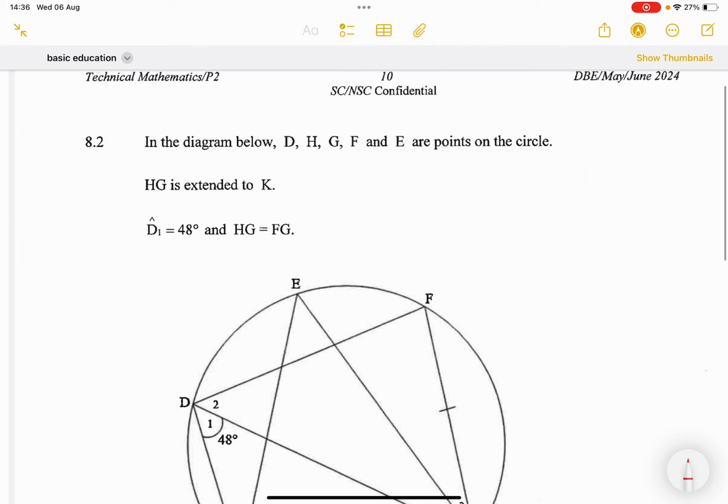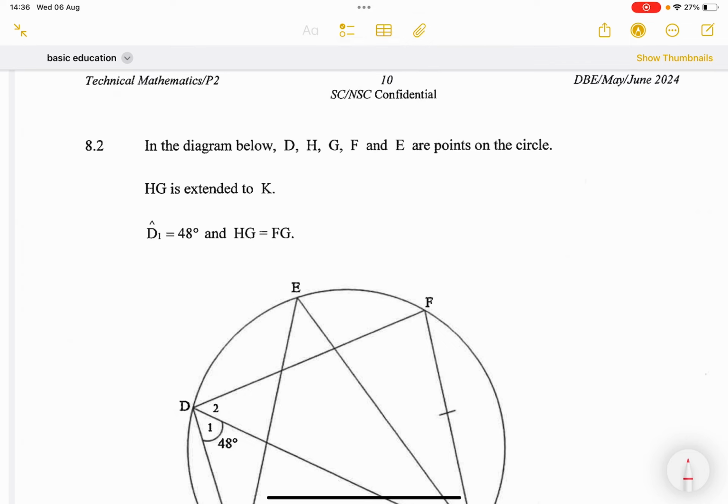So, we are still looking at that technical maths paper 2, right, from May, June 2024.